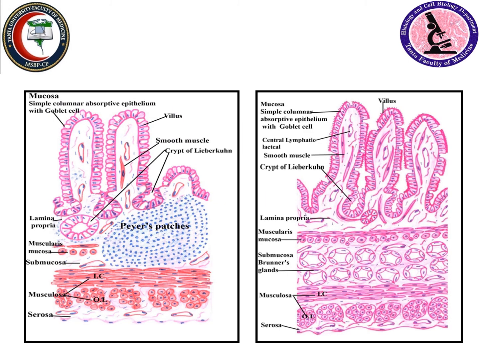Here is the difference: the presence of Peyer's patches in the lamina propria of the ileum, and the presence of Brunner's glands in the submucosa of the duodenum. The jejunum contains no Brunner's glands in the submucosa, nor Peyer's patches in its lamina propria.